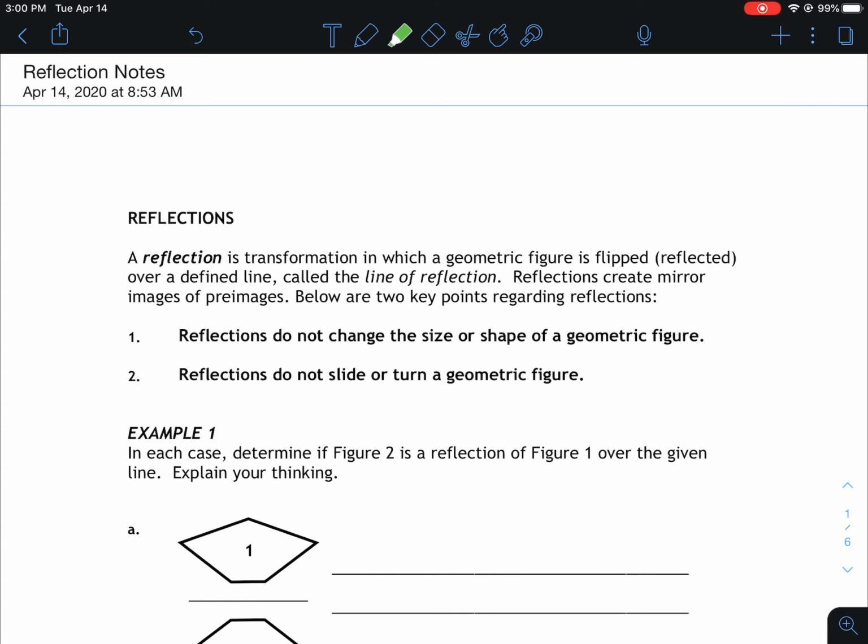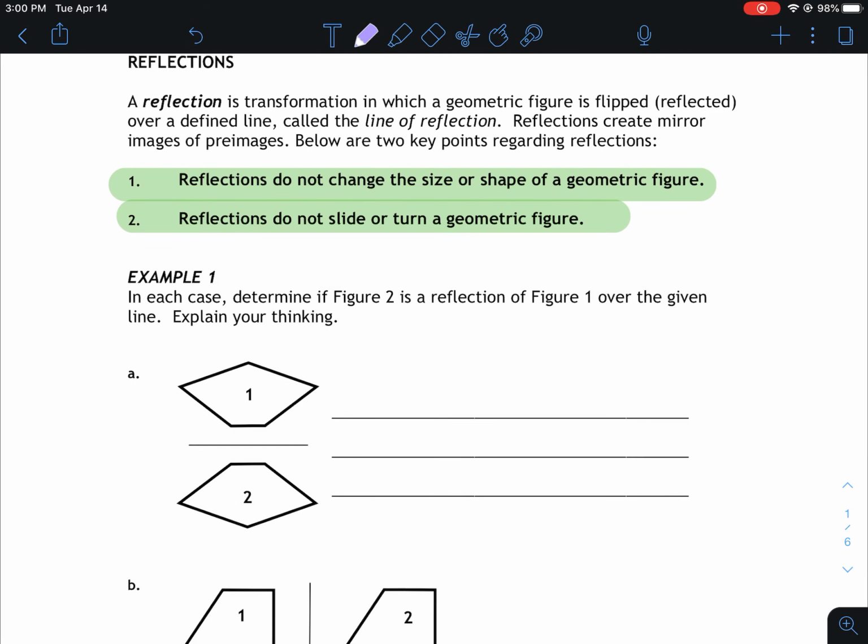So reflection is a flip or a reflection. So it's kind of like a mirror image, and we reflect it across what we call the line of reflection. So typically when we do our line of reflection, we're talking about the X or the Y axis. It creates a mirror image. Reflections do not change shape or size. So they remain the exact same shape and the exact same size, and they also do not turn or slide. So we cannot have it moving left, right, up, or down. All it is doing is flipping over the axis of symmetry or line of reflection.